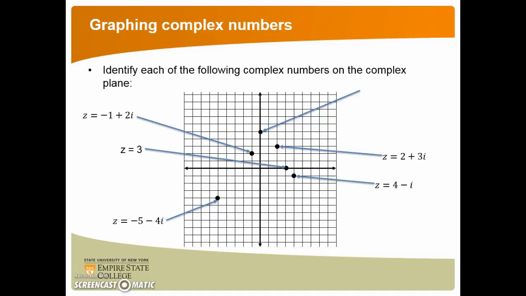This point was 3 places to the right of the origin, but did not move up or down. It has no imaginary part. It is the complex number z equals 3. We have moved 5 spaces up, but we did not go left or right. Our complex number is z equals 5i.